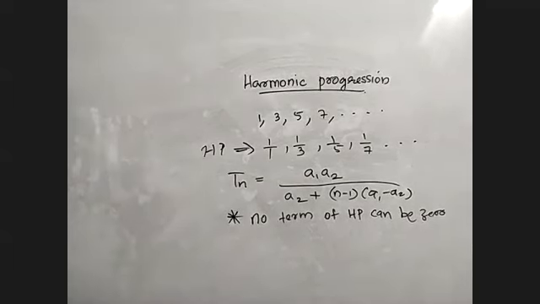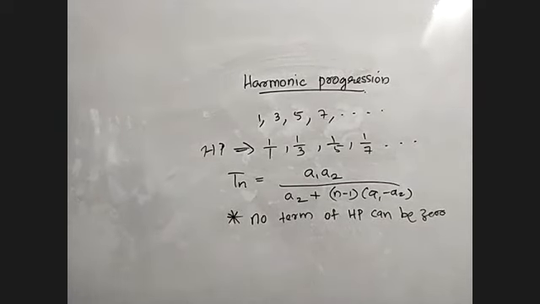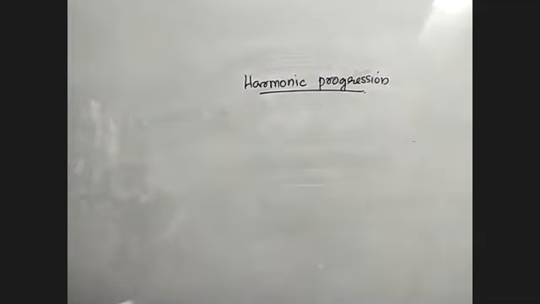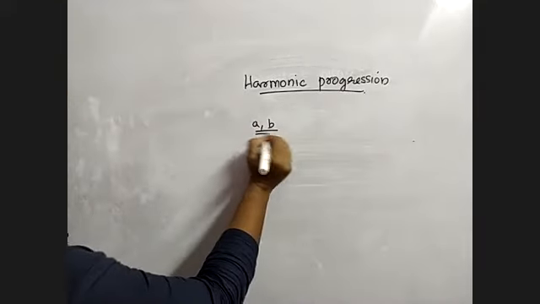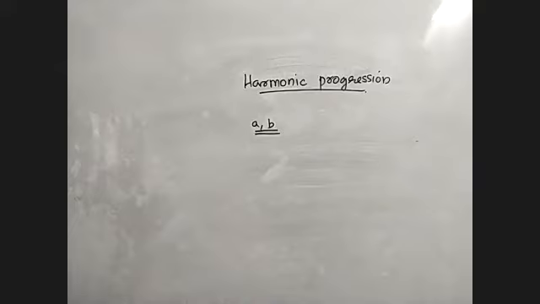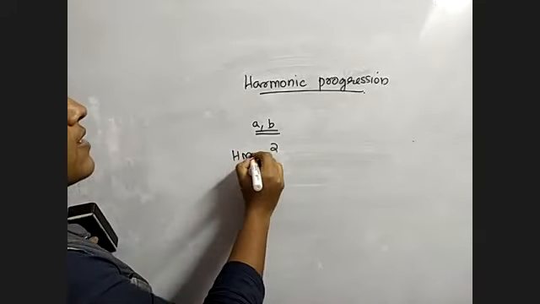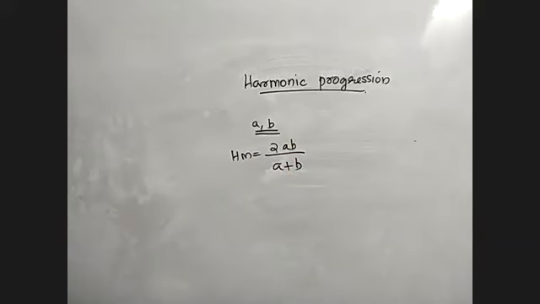Next important thing is what is harmonic mean? What is harmonic mean of two numbers? Very important. I have asked many times in the exams. Harmonic mean of two numbers is given as HM equal to 2AB by A plus B. That is harmonic mean.